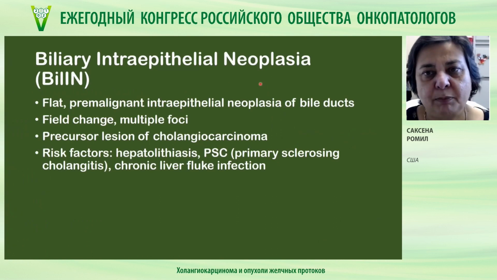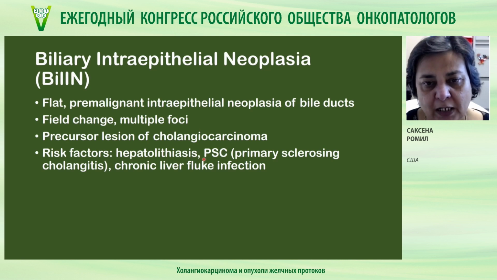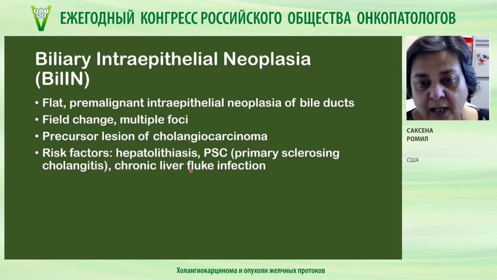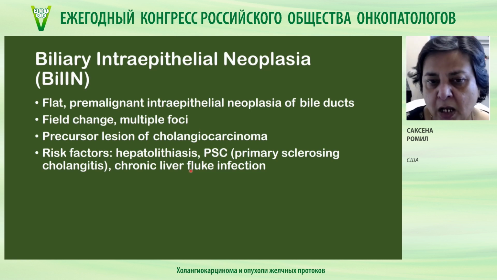Now, what is biliary intraepithelial neoplasia? It is a flat pre-malignant lesion of bile ducts. It is a field change, so there are multiple foci within the bile ducts. It is a precursor lesion of cholangiocarcinoma. And the risk factors for BilIN are hepatolithiasis or stones within the bile duct, PSC, primary sclerosing cholangitis, and chronic liver fluke infections as they occur in the Far East, for example, in Thailand, where cholangiocarcinoma is very, very common, in Vietnam, Laos, and China.